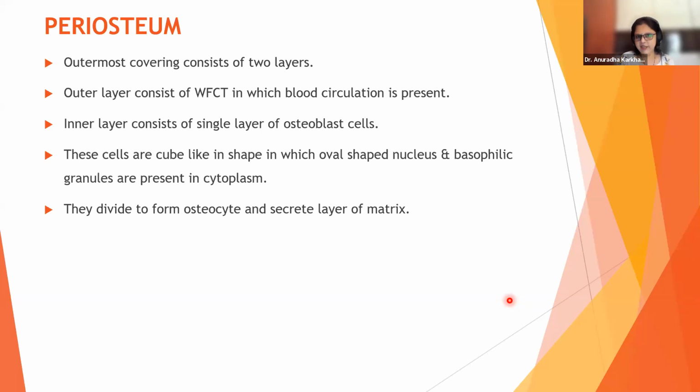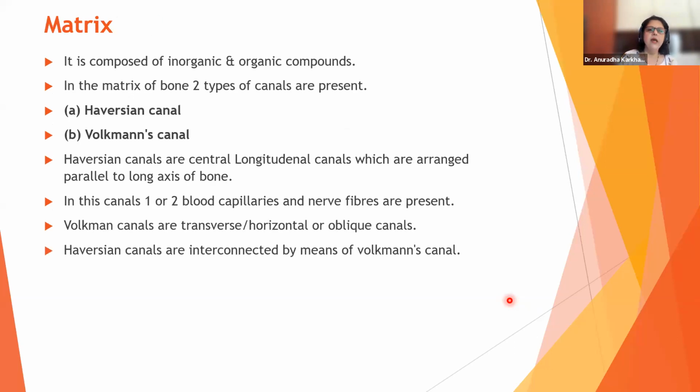These cells are cube-like in shape, with an oval-shaped nucleus and basophilic granules. They divide to form osteocytes and also secrete a layer of matrix. So the osteoblast gives rise to osteocytes and matrix. The outer layer is made up of collagen, the inner of cube-like cells. The matrix is composed of inorganic and organic compounds. In the matrix of the bone, two types of canals are present, the Haversian canal and the Volkmann's canal.